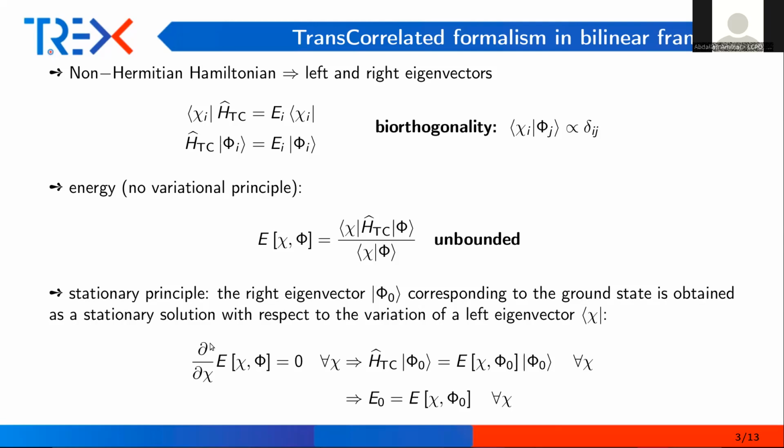to the left function, for example, becomes 0 if the right function is the right eigenvector of H_TC. So in other words, we get the right eigenvector as a solution of this stationary equation, which leaves the energy stationary with respect to any left function. The same thing also applies to the left eigenvector, but here we are looking for the right eigenvector.